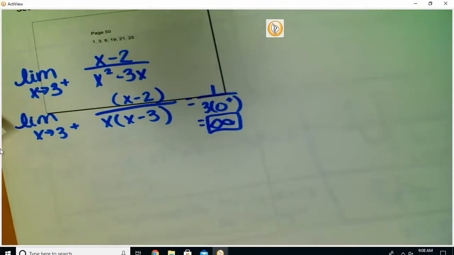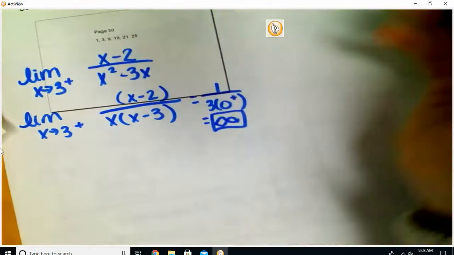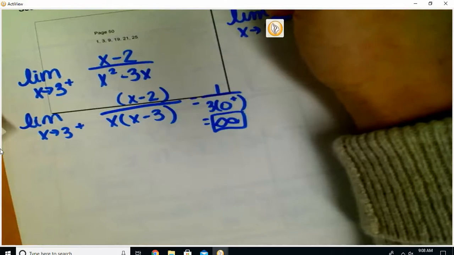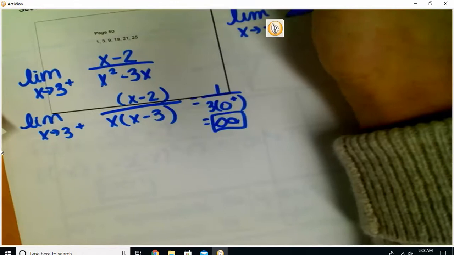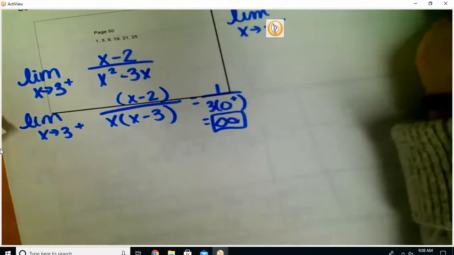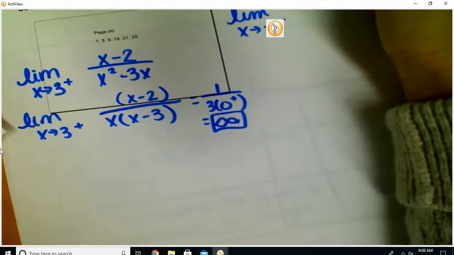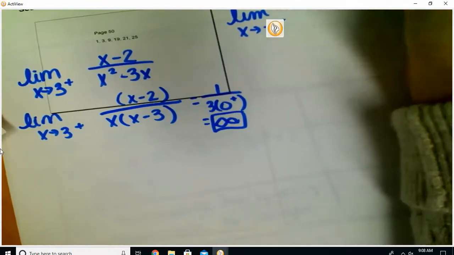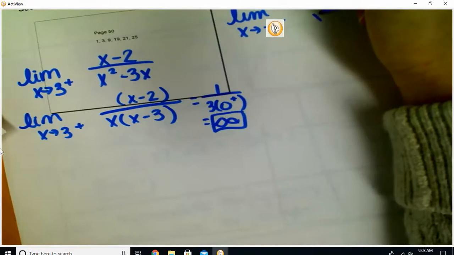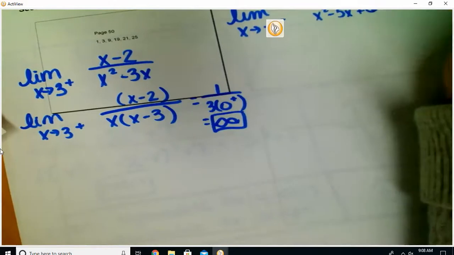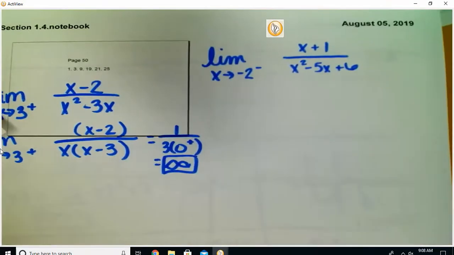Do we need another one like that? Another one? Here, let me give you guys one to try. Let's do the limit as x approaches -2 from the left of x plus 1 over x squared minus 5x plus 6. Okay, so try that one on your own for me.